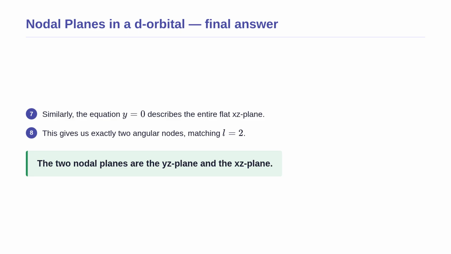Finally, we apply the same logic to the y-axis. The equation where y is 0 describes the entire flat xz plane. Therefore, the xz plane is our second nodal plane. This gives us our final answer. The two nodal planes are the yz plane and the xz plane. This perfectly matches our earlier rule that a d orbital, where L equals 2, must have exactly 2 angular nodes.